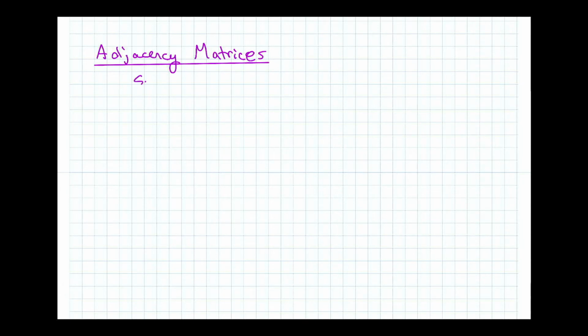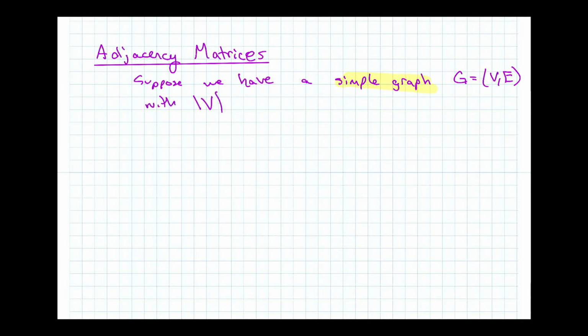Suppose we have a simple graph. That's important. We want to be able to do adjacency matrices for other types of graphs as well, but right now we're talking about a simple graph. Remember, no multiple edges, no loops, that kind of thing. So we have a simple graph, G, which has a vertex set and an edge set, with magnitude of V is n.